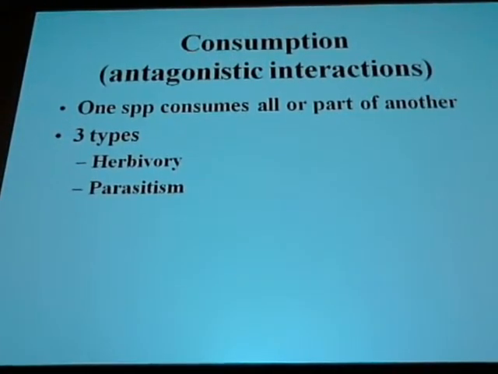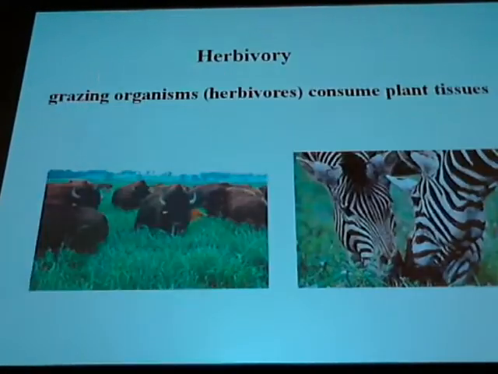Then there's parasitism, and we'll look at that, in which the consumer consumes a small amount of the tissue of the host, but generally not enough to kill it, at least not outright. The idea is, we can milk this for a while. Once I kill it, this is our gravy train for a long time to come. And then there's predation, where the organism consumes part or all of it, but the consequence of the consumption is the death of the other organism. So let's look at all three of those in a little more detail.